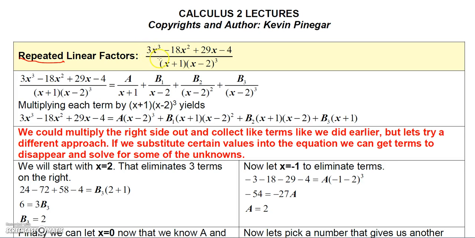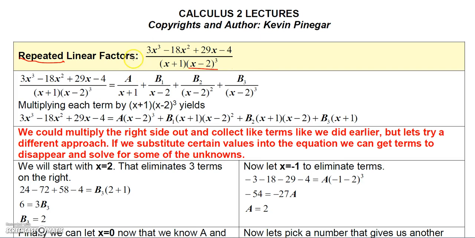So here I have a rational function, and notice in the denominator I've got one linear factor, x plus 1, but it's by itself, so I can treat that factor like I did earlier. Now here I have x minus 2, but that factor is repeated 3 times because it's raised to the third power. So actually I'm going to have 3 terms for that one. I'm going to have one for x minus 2 to the first power, one for x minus 2 to the second power, and one for x minus 2 to the third power.